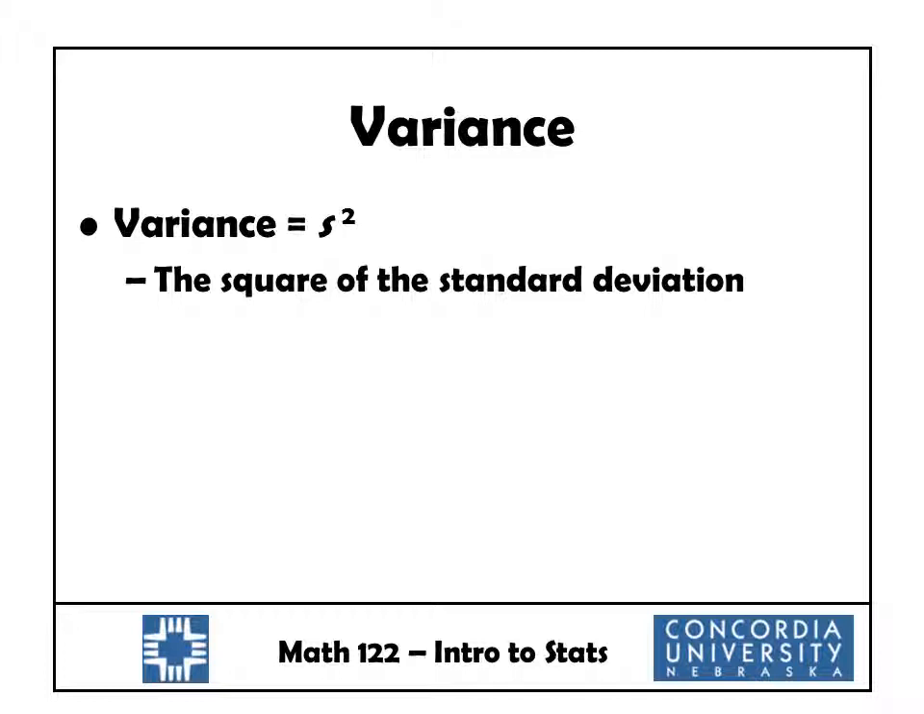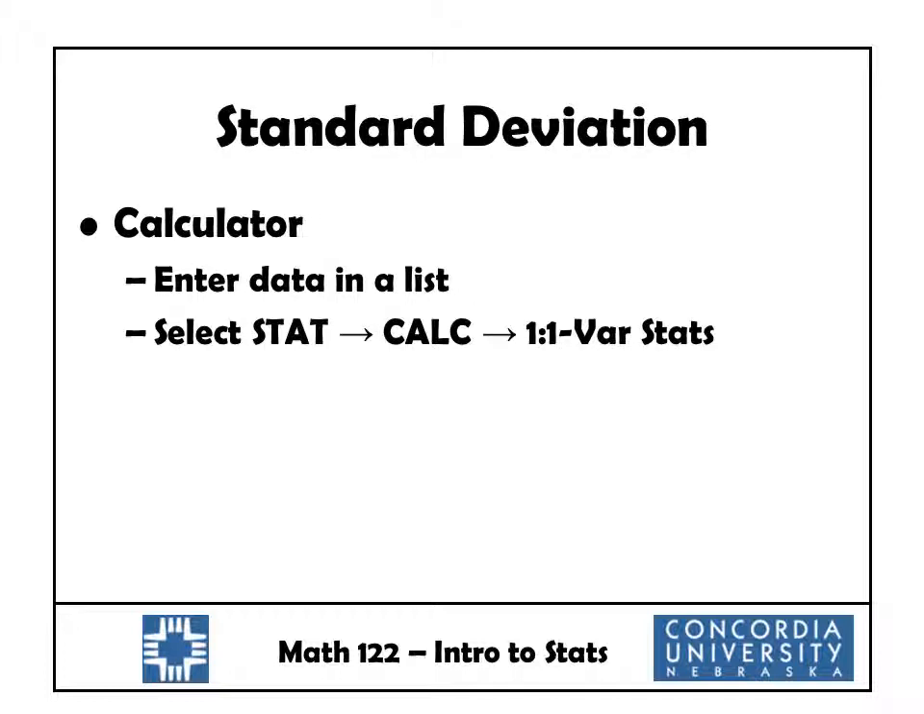The variance is another measure of variation. It's denoted by s squared, and it's simply the square of the standard deviation. Now we can calculate standard deviations on our calculator by first entering the data into a list, which we've done several times before, and then we select the option Stat, Calc, and then option 1 for one variable statistics.